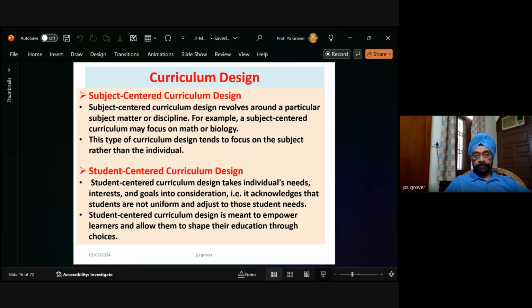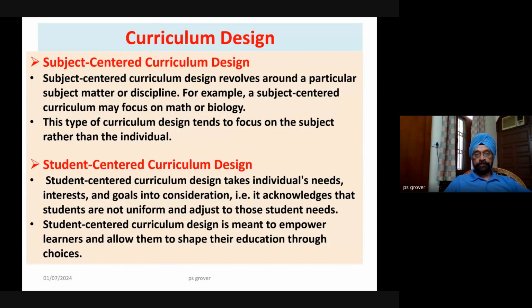The curriculum that we look at may be a subject-centered curriculum design. Subject-centered curriculum design means it revolves around a particular subject, matter, or discipline. For example, a subject-centered curriculum may focus on math or biology, or maybe only environment.